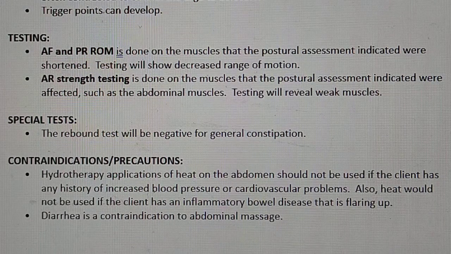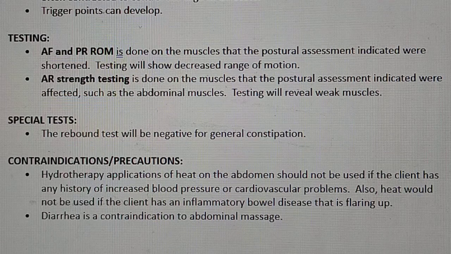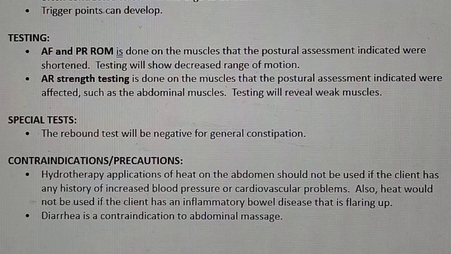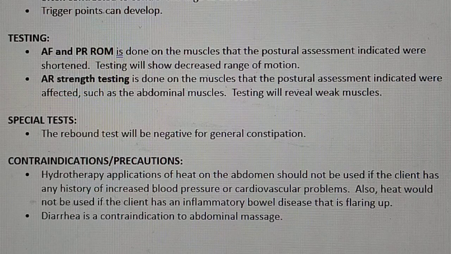Okay, so for contraindications and precautions, you should not do any massage if somebody has these contraindications, and for precautions, you should modify if there's a need to. So hydrotherapy, application of heat on the abdomen. If somebody is constipated, take note, guys, you don't apply a warm pack or heat pack on the abdomen or on the stomach area.